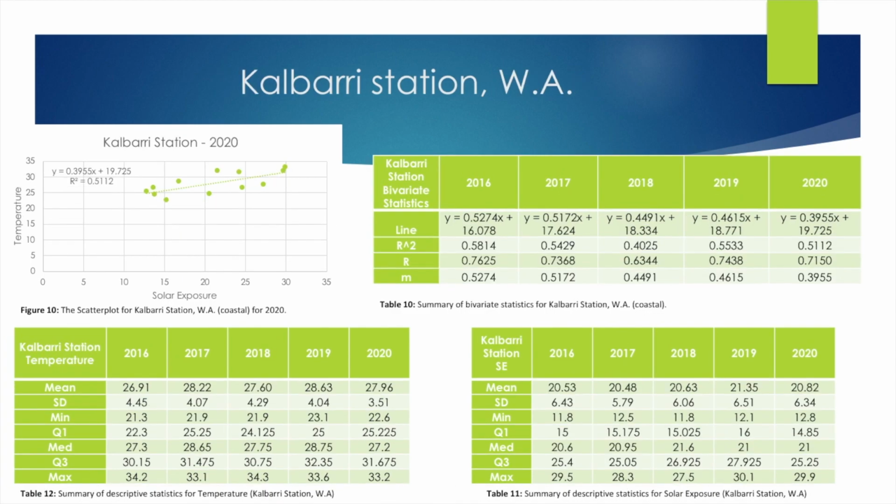Our second weather station in Western Australia is Kalbarri, located coastally. From the data shown in Figure 10 and Table 10, we can see a weak to moderate positive linear association between solar exposure and temperature, indicating even less of a relationship compared to the previous weather stations. The univariate statistics show the minimum temperature recorded averages to be 22.16 degrees, with the maximum averaging 33.68 degrees.